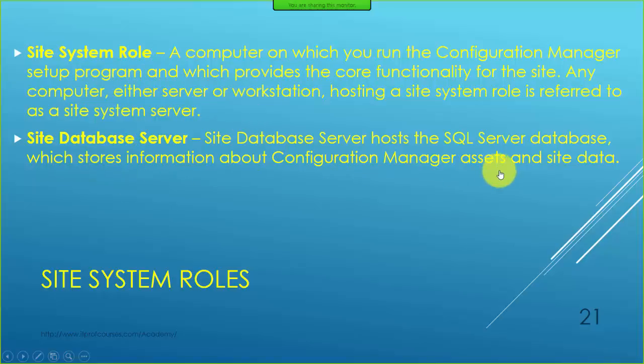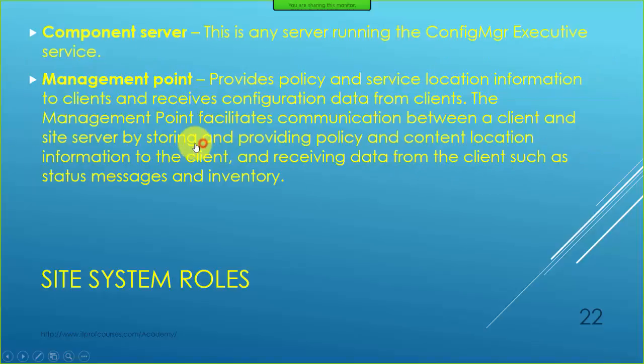Site database server, of course, we deployed the SQL server, which has all the information for the assets, so that's our SQL server. Component server, this is any server running the config manager executive service, and we're going to be talking about that in detail later. Management point, definitely very important, provides policy and service location information to clients and receives configuration data from clients. The management point facilitates communication between a client and site server by storing and providing policy and content location. So management point really is the main communication between the Windows clients having SCCM software and the SCCM server itself, right?